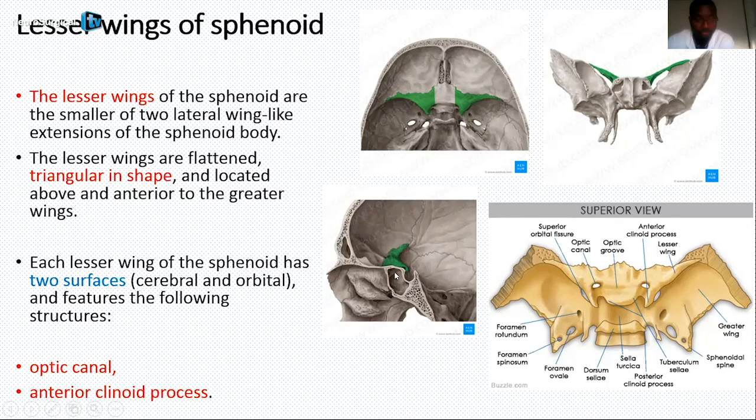So the lesser wings are flattened triangular in shape and located above and anterior to the greater wings. Each lesser wing of the sphenoid has two surfaces, cerebral and orbital. So we have this surface and this surface, orbital and cerebral surface. We have optic canal and anterior clinoid process, which is very important landmark in neurosurgery.